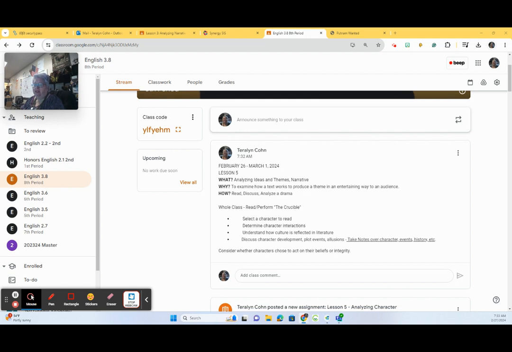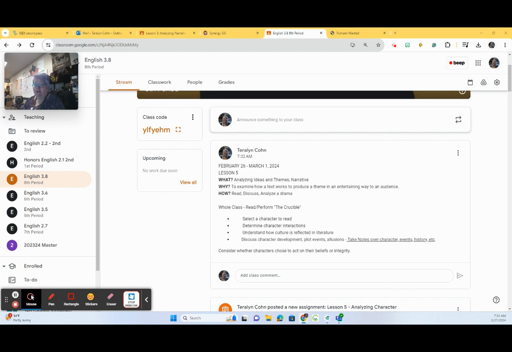So your responsibility for the reading of The Crucible is to either read a part aloud, or if you choose not to read a part aloud, then you will have an additional writing assignment that covers what we learn in The Crucible.